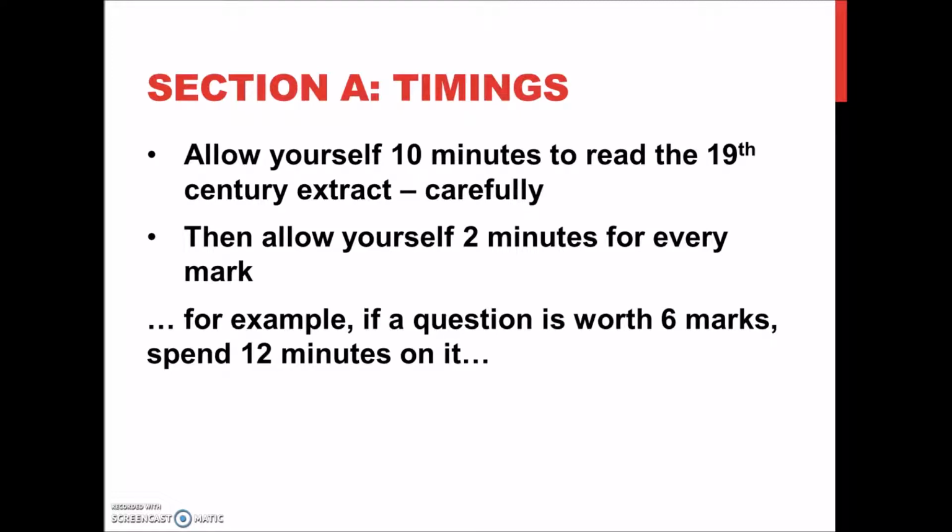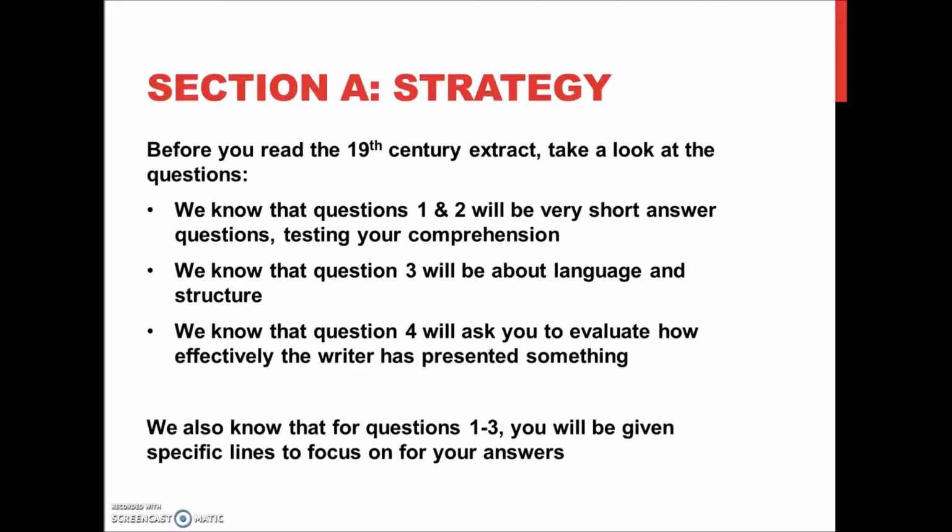Okay, so the first thing I want us to think about is what we can have control over in terms of how we approach the exam. And I want to start by talking about timings. Now we know we get 60 minutes in total for section A. We're suggesting that you allow yourself 10 minutes to read the extract, so we know this will be a 19th century extract, and then allow yourself 2 minutes for every mark. So for example, if a question is worth 6 marks, you spend 12 minutes on it. If it's worth 1 mark, you spend 2 minutes on it.